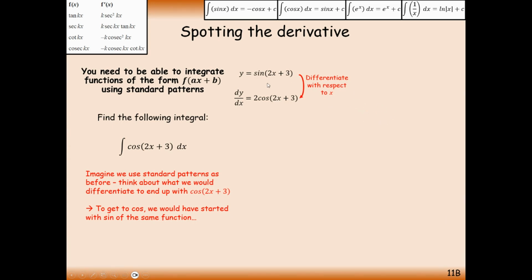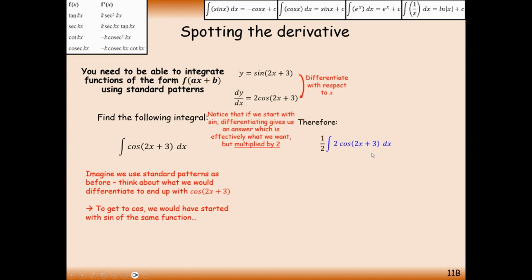What we are saying here is that if we differentiated sine, we would have ended up with 2 cos x. We don't have that 2 here. We only have a cos x, but that's not a problem. We can put a 2 there as long as we put a half in front of the integral.